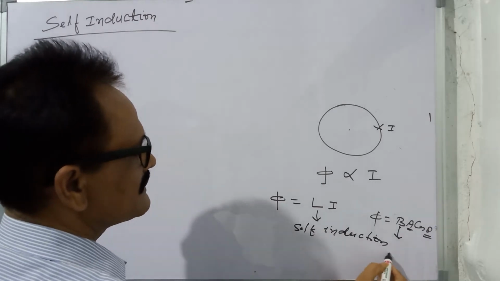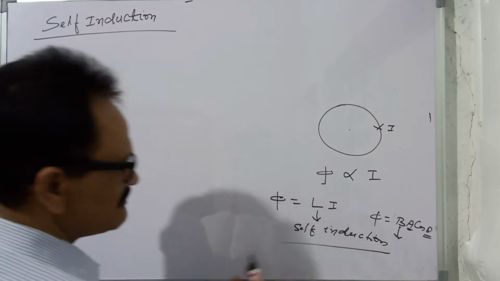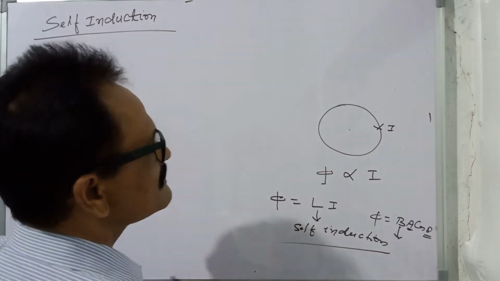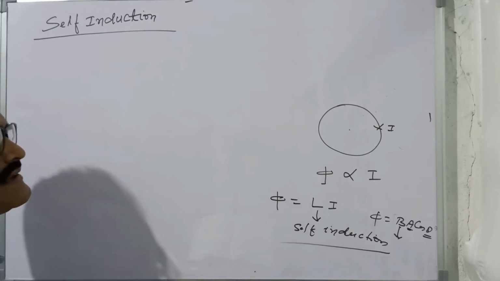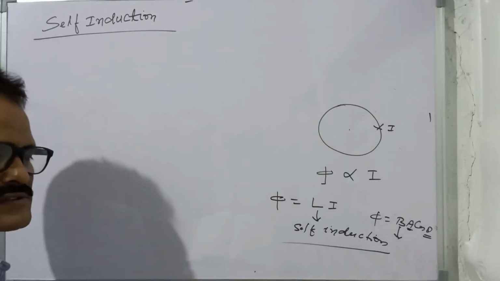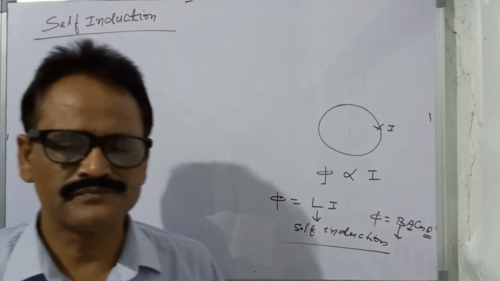इसको हम लोग कहते हैं सेल्फ इंडक्टेंस और इसकी यूनिट होती है हेनरी. Now this L will depend completely on the geometry of this loop.